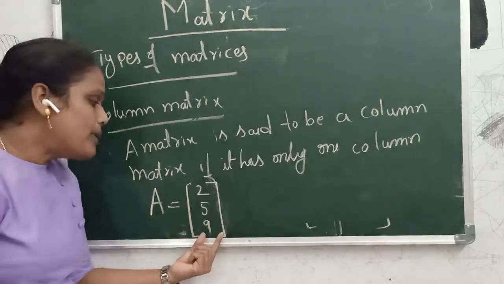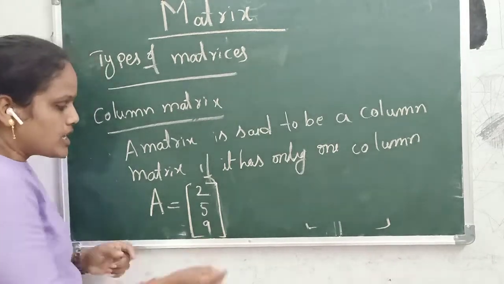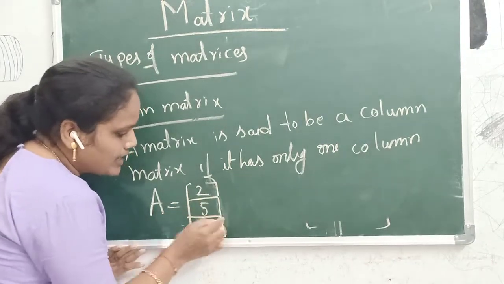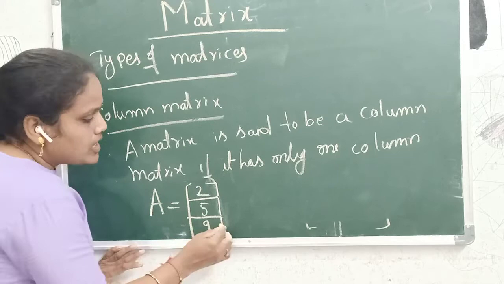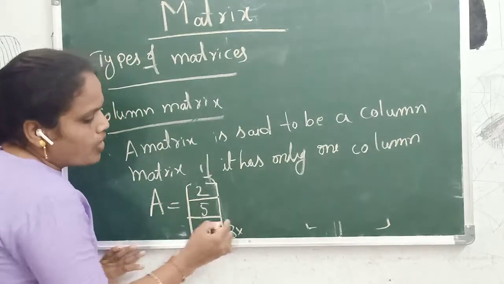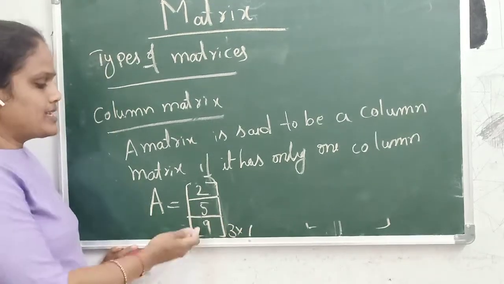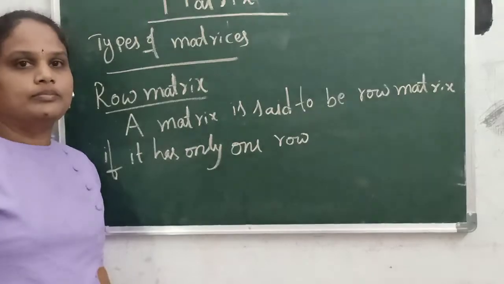What is the order of this matrix? How many rows are there? 3 rows, 1 column, so 3 by 1. Like this we define it.